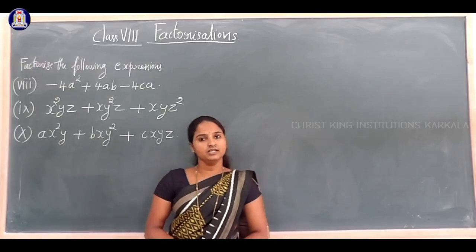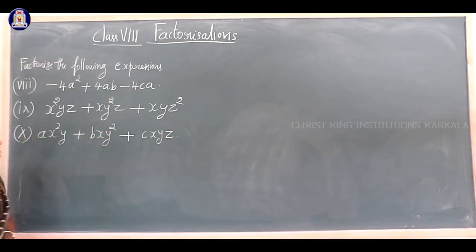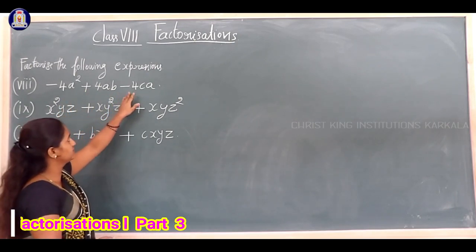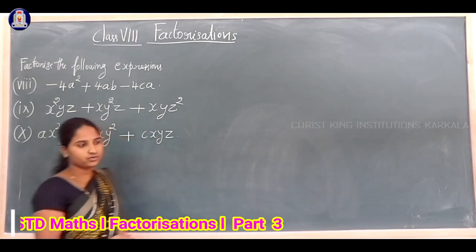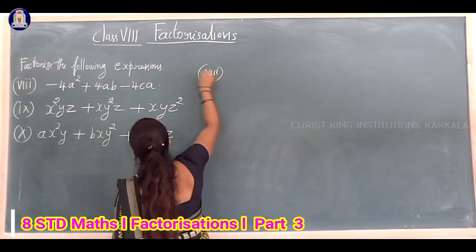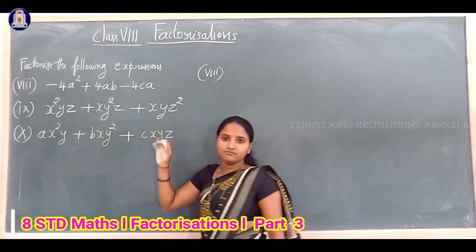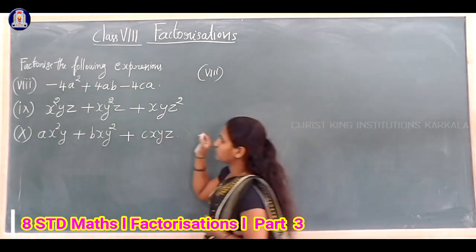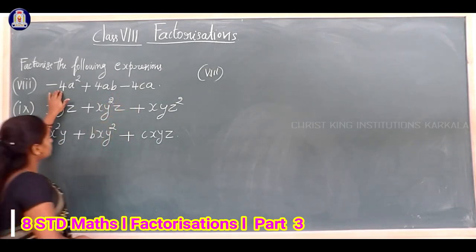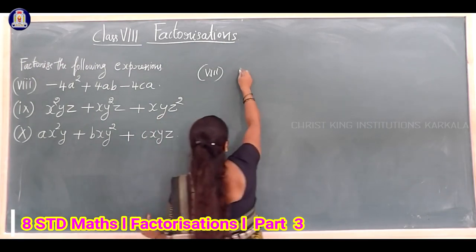Next question. Factorize the following expressions. In that 8th question: minus 4a square plus 4ab minus 4ca. If you see this question, the common factor, the same factor in this minus 4a square plus 4ab minus 4ca, is a common term.